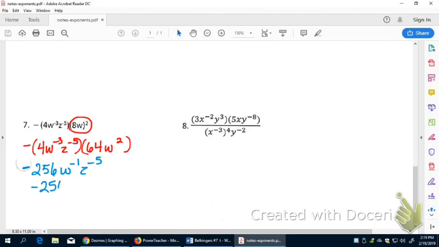Last step, I'm going to move that w and the z to the bottom because they have negative exponents and we want them to have positive exponents. The negative number does not move because it's just a number and it's not an exponent.